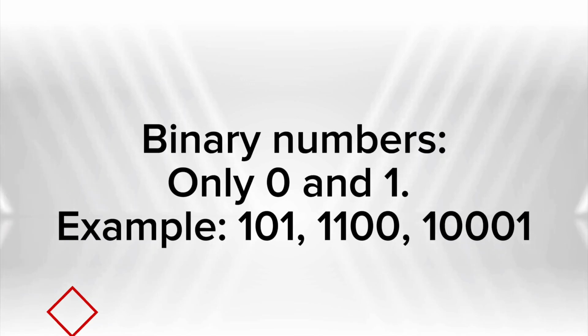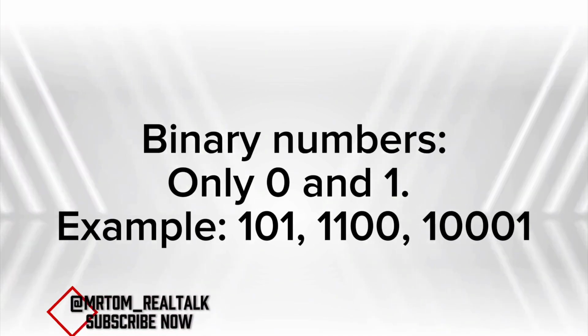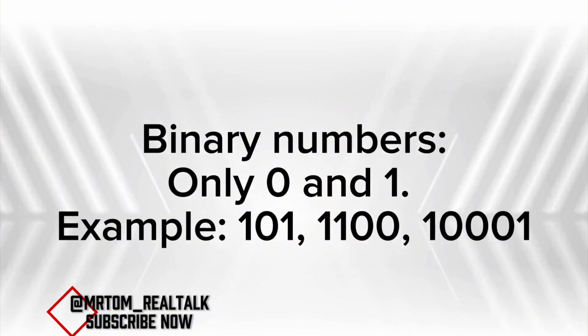Binary numbers contain only 0 and 1. They are numbers that are either 0 or 1. You can never see a 2 or a 3 or a 4 there. It's either 0 or 1. Below are examples of binary numbers: 101, 110, and so on. They are all classified as binary numbers.